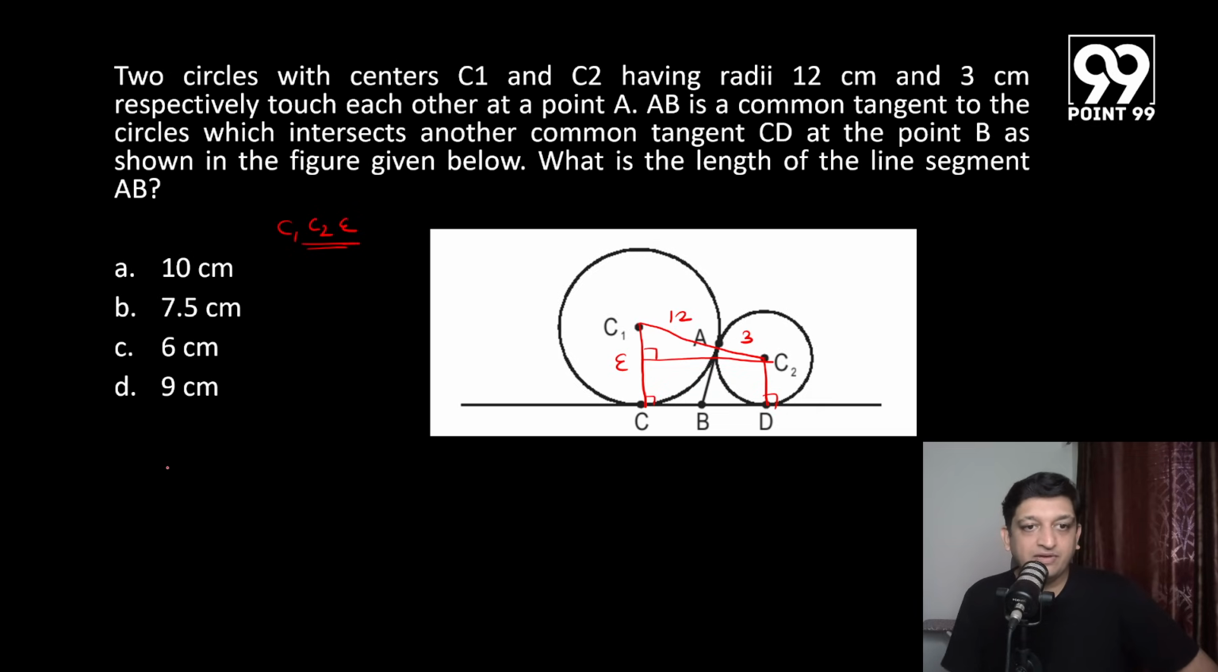So I can say that 12 plus 3, that is 15 square, will be equal to what? I will be able to say that C1E. Now what is C1E? It is basically this radius minus this radius. So you will get 12 minus 3, that is 9 square, plus EC square. But we can see that EC to DC, this part that I have drawn right now, that is a rectangle.